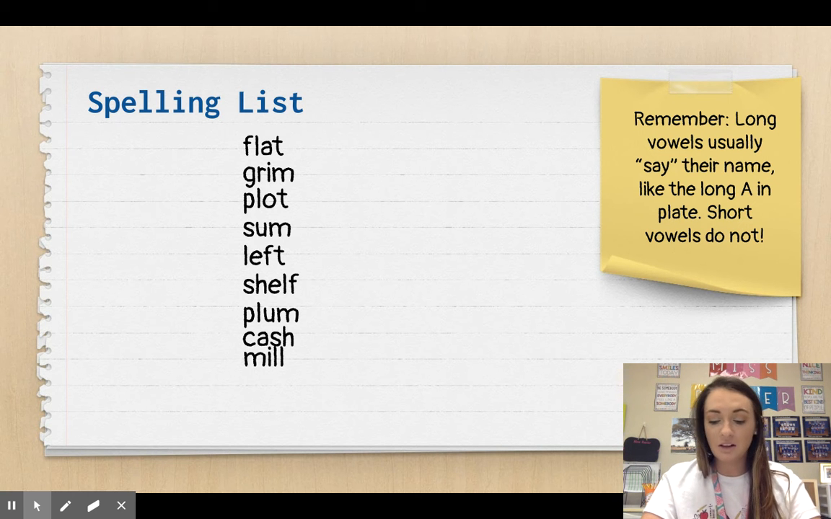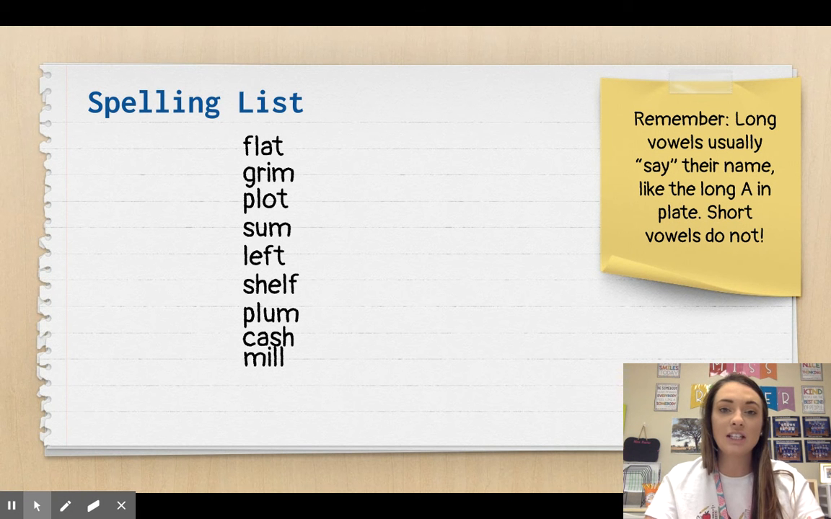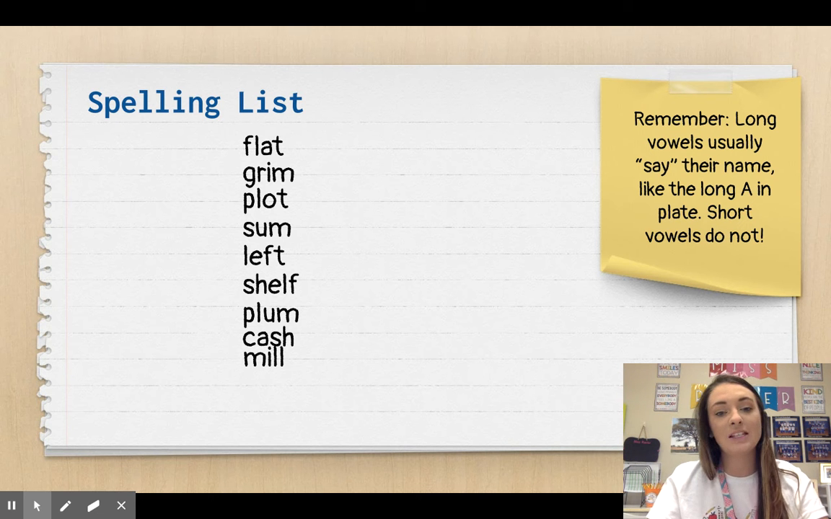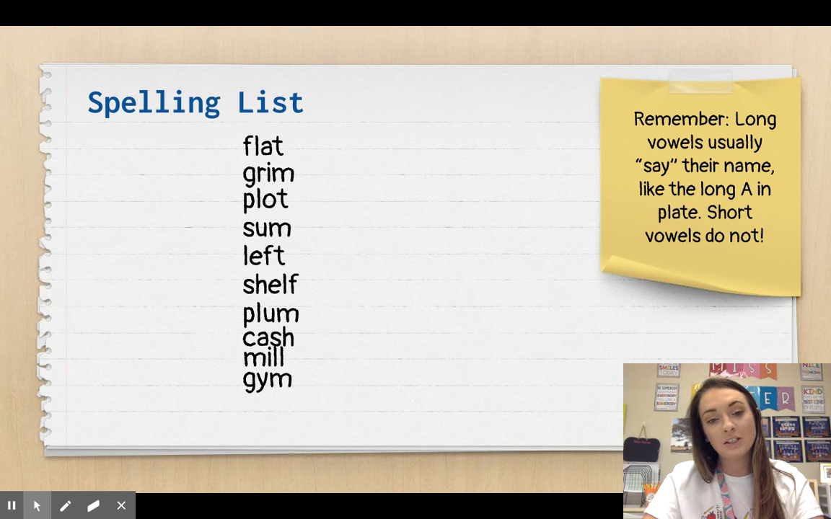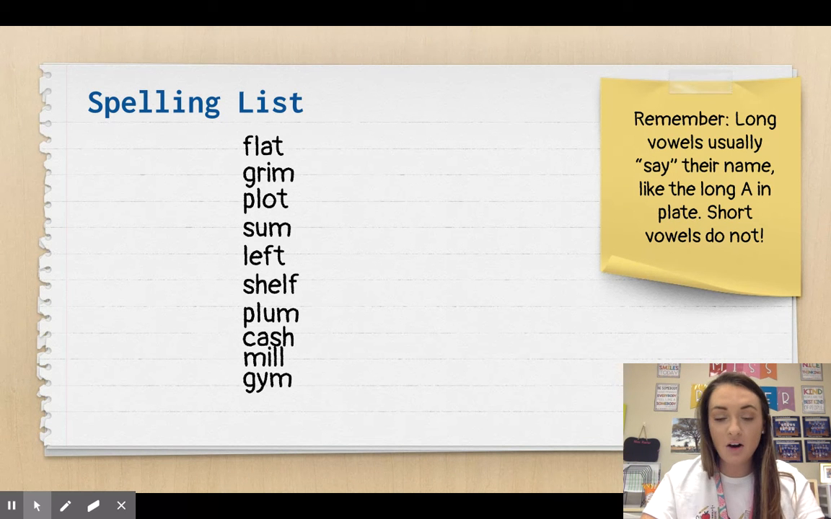A mill. A mill is a building that has the machines in it that turn grain into flour. So this is used a lot with farming. You might hear this word when you hear farming. Gym. So gym is where you go to work out, or where we have PE, that's in the gym, which is short for gymnasium.